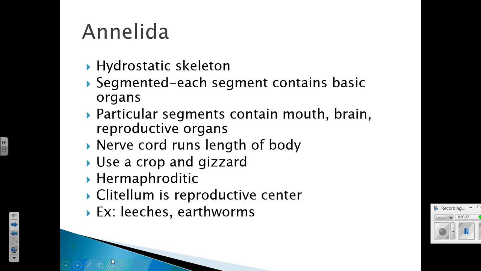All right, Annelida is more complex worms. Basically, they're hydrostatic. They're segmented, which means they have a front and a back end, and they have segments that contain different organs. And then they have a nerve cord, which is the development of a very simple nervous system. They have a crop and a gizzard, and they're hermaphrodites. And then the clitellum is the reproductive center. So like the earthworm that we looked at before would be an annelid, also including the leeches.